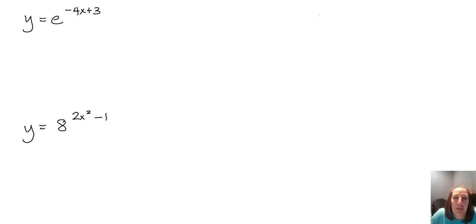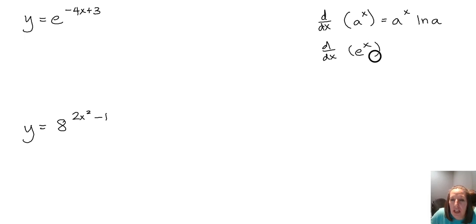When we take the derivative of an exponential function, in general, if we have the base a with an x in the exponent, the derivative of that function is going to be a to the x times the natural log of a. If that base happens to be the natural exponential e, then the derivative of e to the x is going to be e to the x times the natural log of e, but the natural log of e is just 1, and so the derivative of e to the x is just e to the x.